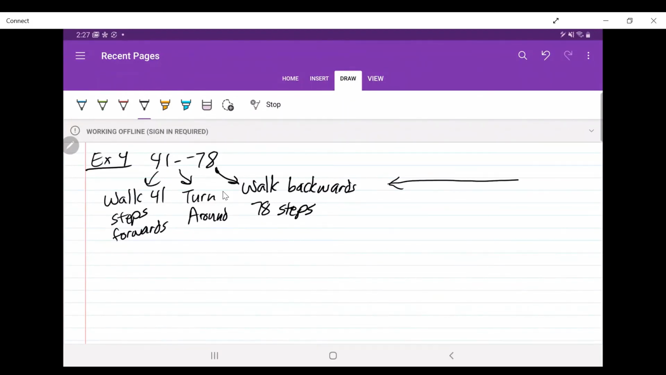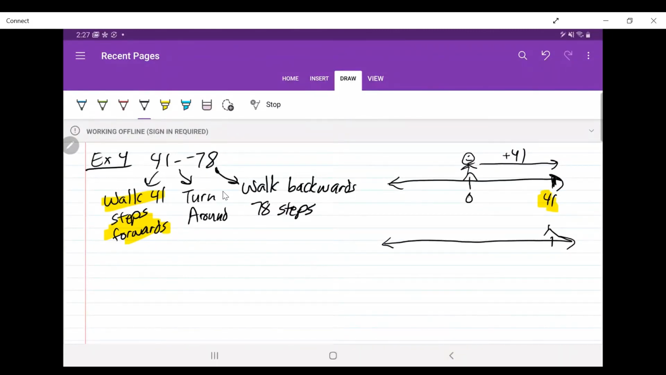So let's draw a number line. We're always facing to the right, and we're walking 41 steps forward. When we do that, we're going to be left at 41. So walk 41 steps forward, we're at 41 now. Now we're going to turn around. So instead of facing to our right, we face left. And we're still at 41.